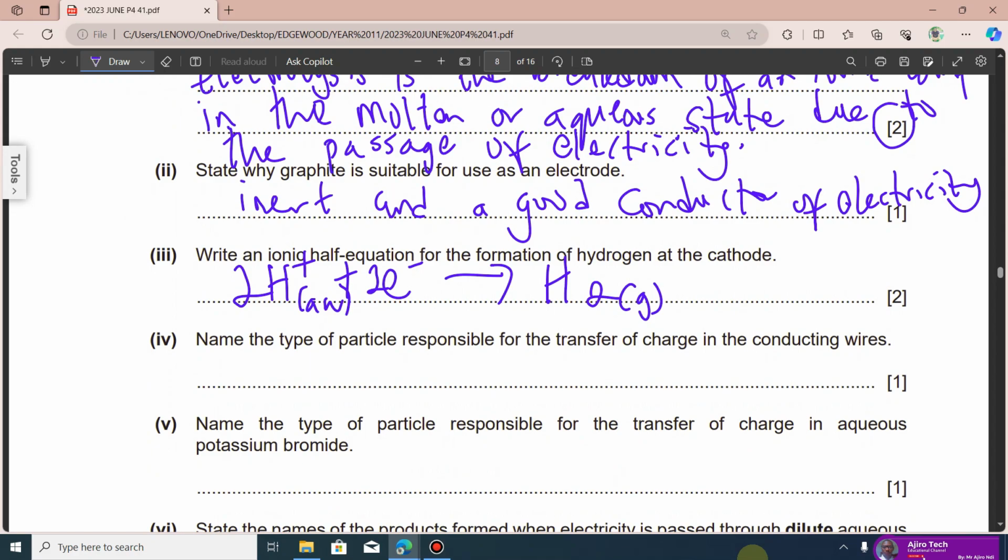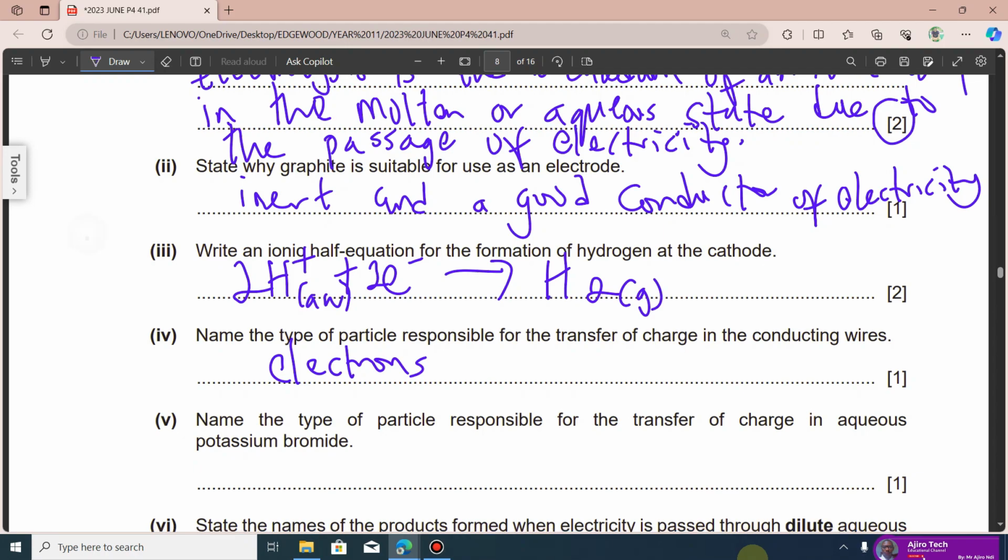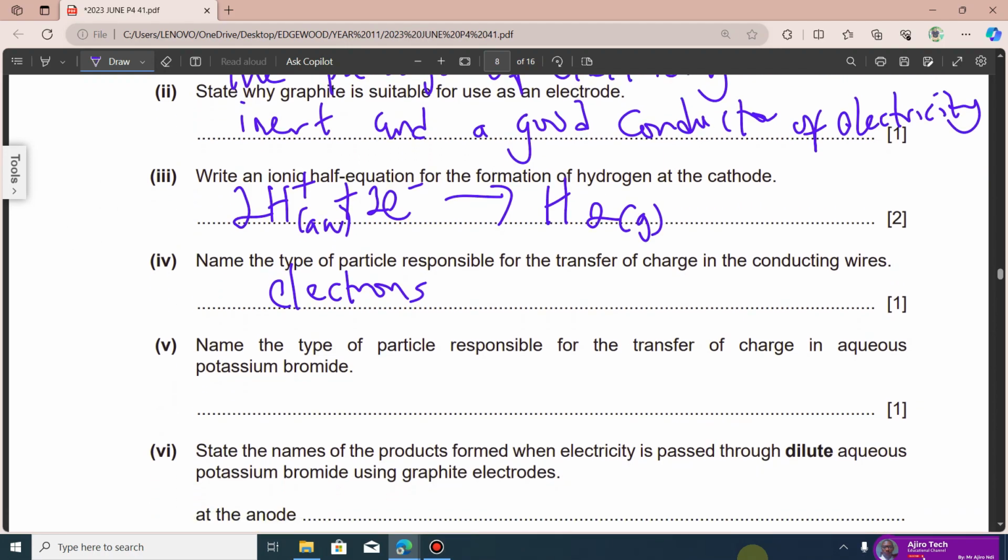Name the type of particle responsible for the transfer of charge in the conducting wire. The electrons are the type of particles. So the flow of electrons is what electricity is all about. Now, name the type of particle responsible for the transfer of charge in aqueous potassium bromide. Now, we're talking about the ions of the potassium bromide. So the ions are responsible in this case.